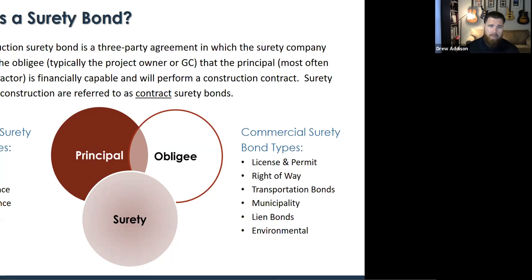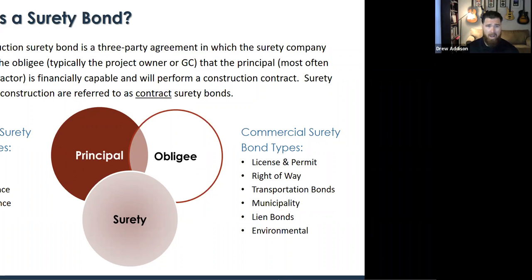The basic structure of a surety bond is a 3-party agreement, and like I mentioned, it attaches to a contract. There's the principal, which would be the contractor in this case. There's the obligee, who's the owner of the project or the general contractor, and then there's the surety. That's the biggest difference between surety and insurance. Insurance is a 2-party agreement. A surety bond is a 3-party agreement.